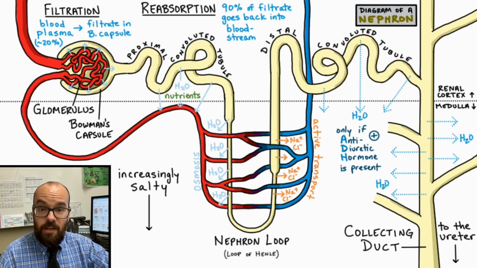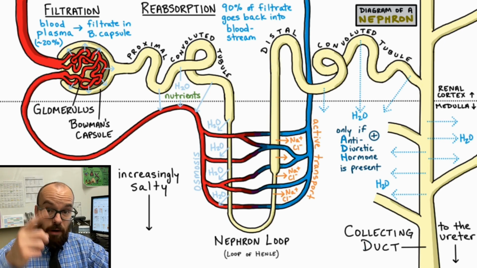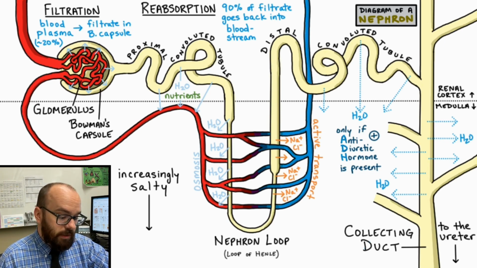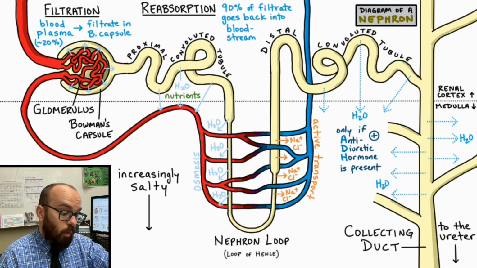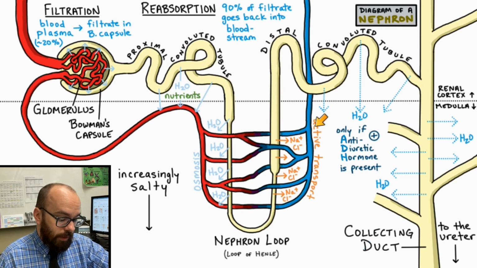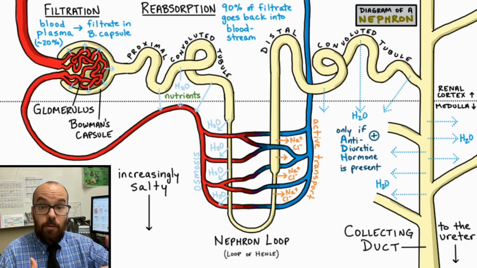So to summarize one more time, if we're dehydrated and our brain is releasing a lot of ADH, that's going to cause the distal convoluted tubule and the collecting duct to become permeable to water, or leaky to water. Water is going to get reabsorbed back into the bloodstream at a greater amount so that we're not producing a lot of urine, because we're trying to keep water in the body.